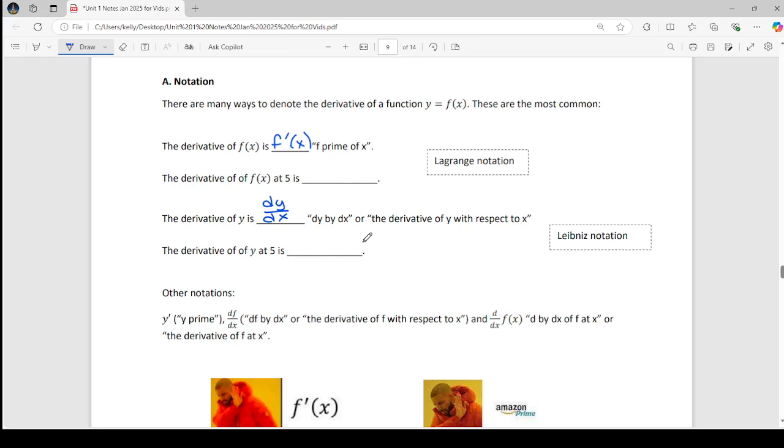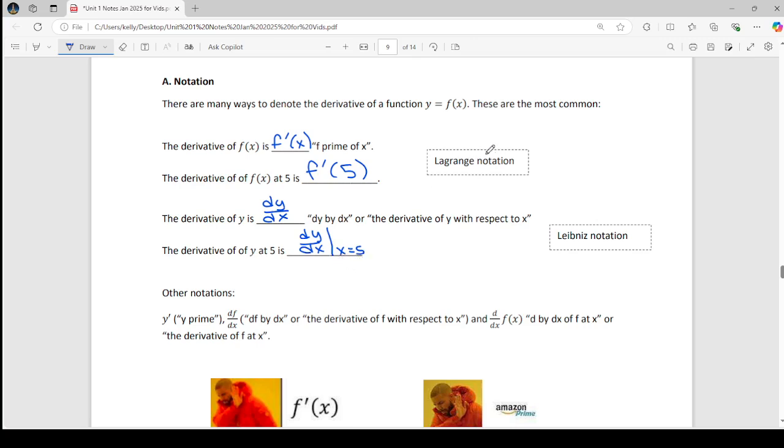Often we'll want to find the derivative at a certain point. So the function notation is nice because the derivative of f at x equals 5 is f prime at 5. And for this dy by dx notation, to find the derivative of y at 5, what we do is dy by dx at x equals 5 using this notation.